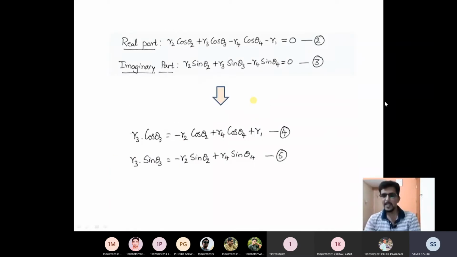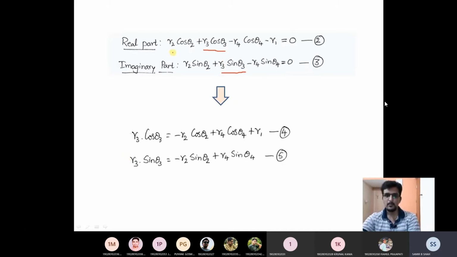So here I have taken the same equations, equation 2 and equation 3. Now to eliminate theta 3, the one thing is to segregate, bring the theta 3 terms to the left hand side, so that if they are squared and added, cos square theta 3 plus sin square theta 3, theta 3 gets eliminated. So through that logical thinking, I have brought the theta 3 terms, r3 cos theta 3 and r3 sin theta 3, to the left hand side, and all other terms have been moved to the right hand side where there was 0.